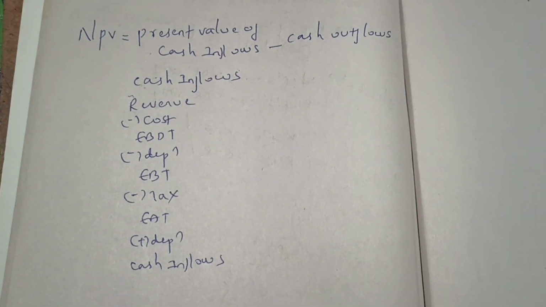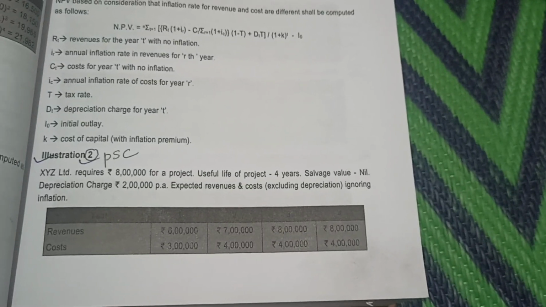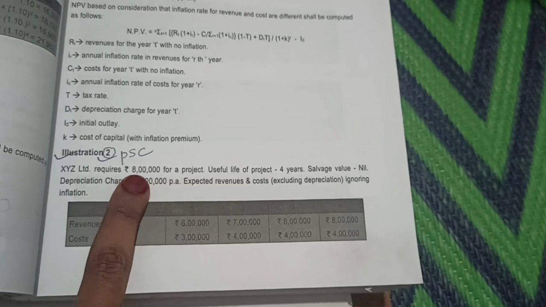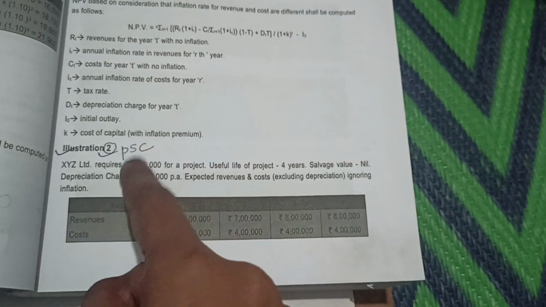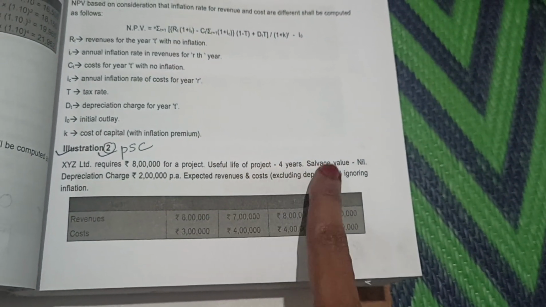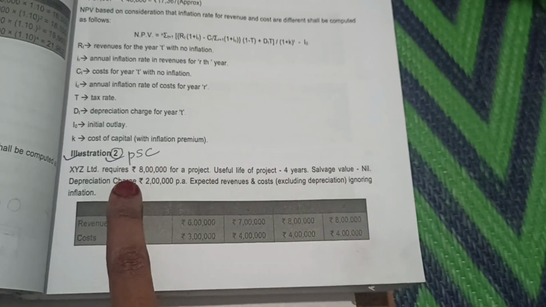Now let's see illustration 2. XYZ Ltd requires 8 lakhs for a project. It means 8 lakhs is cash outflow, or else you can say initial cash outlay. The useful life of the project is 4 years. Salvage value or residual value is given as nil.